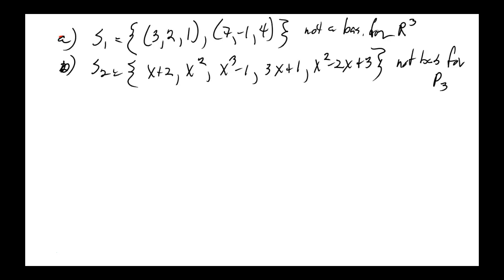Okay. The standard basis is 1, x, x squared, x cubed. That has 4 vectors. This one only has 3. This has 5. Too many vectors for a basis for P3.